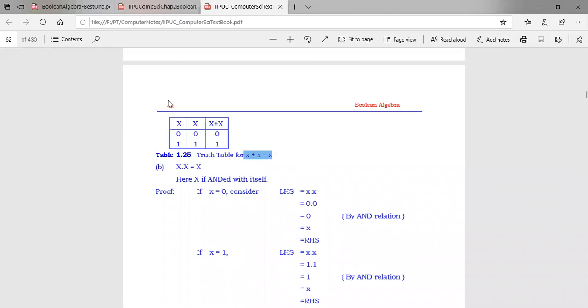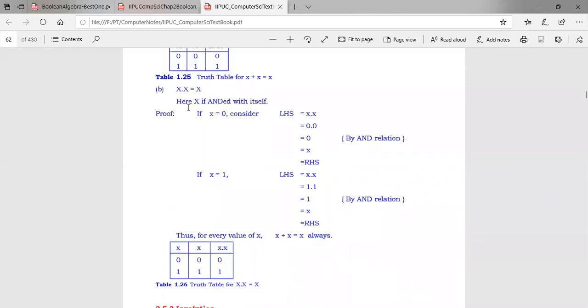Now let us go to the second part of the idempotence theorem. X dot x is equal to x with respect to logical multiplication. Are you getting this? Now, that means if x is ANDed with itself, we are getting the same variable. First, proving by the partial perfect induction method, substitute x is equal to 0. LHS x dot x is equal to 0 dot 0 is equal to 0, which is equal to x, which is RHS.